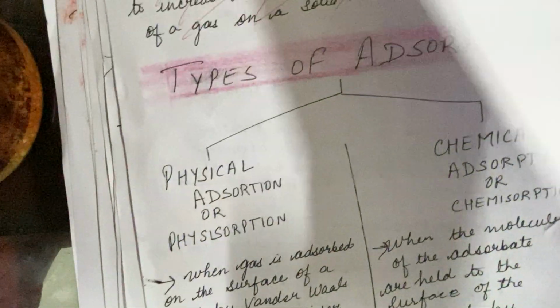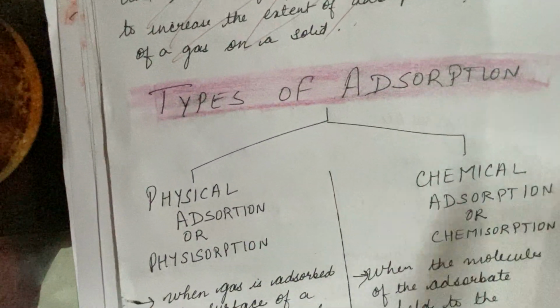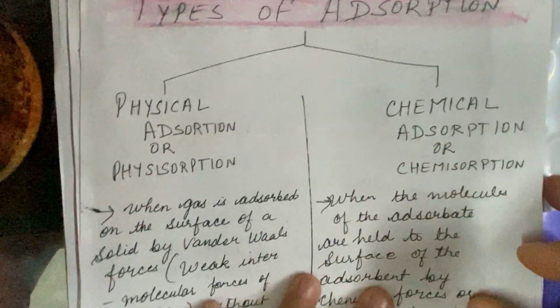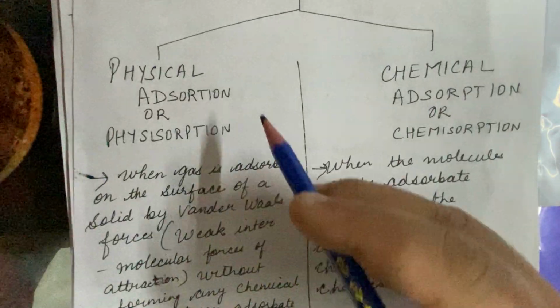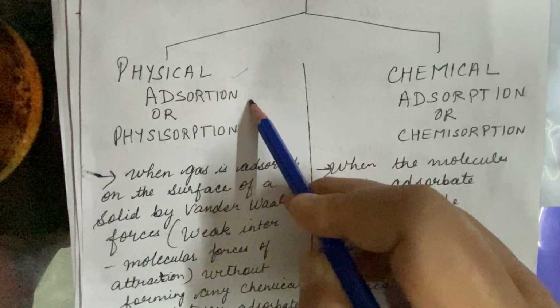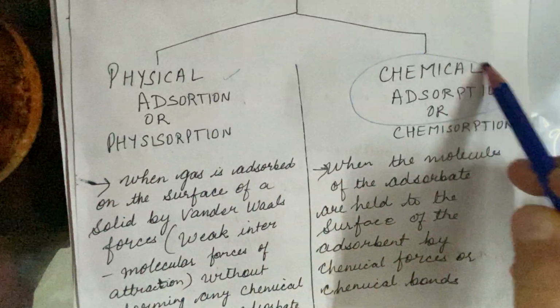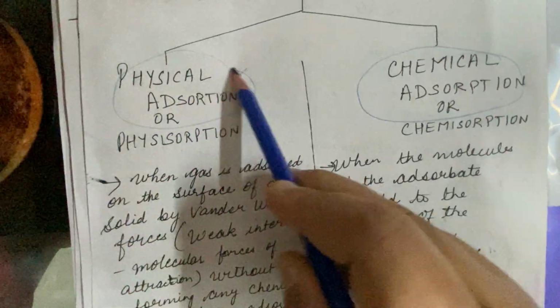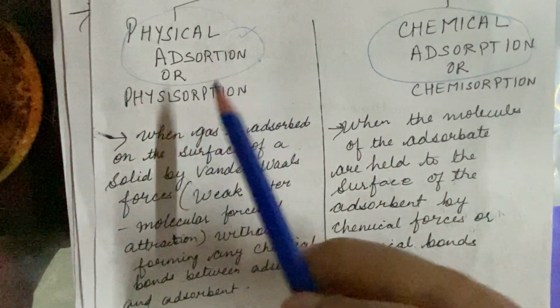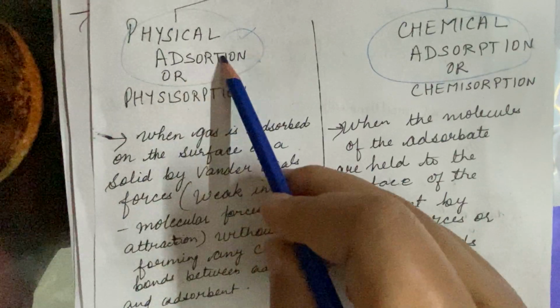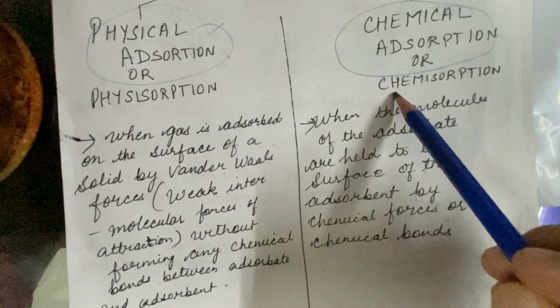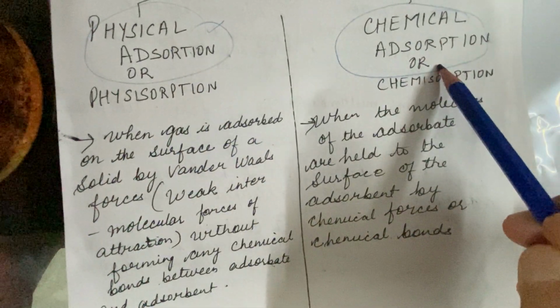Now we have types of adsorption. How many types of adsorption are there? We have two types of adsorption. One is physical adsorption, and the other is chemical adsorption. What is the other name? Physisorption for physical adsorption, chemisorption for chemical adsorption.